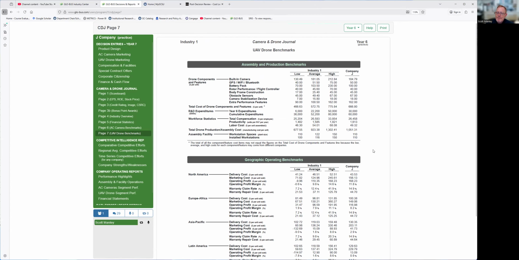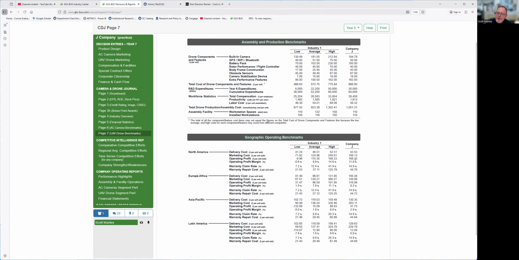On the drone, my costs were $127, $28 above average in the industry. And my margins in North America were the best. In Europe, Africa, they were above average. In Asia Pacific, they were above average. And then in Latin America, they were also above average, just slightly above average. So I had decent margins. I didn't really have the best margins in the industry on the drone, but I did have decent margins.